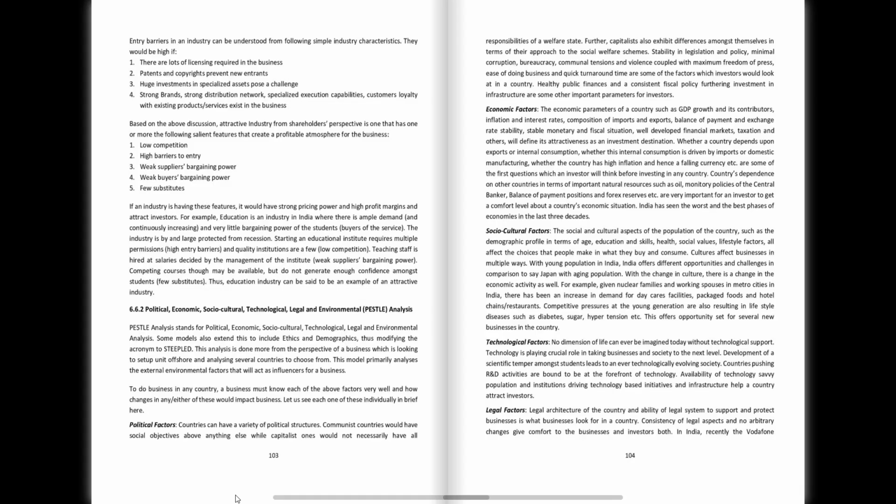Political factors. Countries can have a variety of political structures. Communist countries would have social objectives above anything else, while capitalist ones would not necessarily have all responsibilities of a welfare state. Further, capitalists also exhibit differences amongst themselves in terms of their approach to the social welfare schemes. Stability in legislation and policy, minimal corruption, bureaucracy, communal tensions and violence coupled with maximum freedom of press.